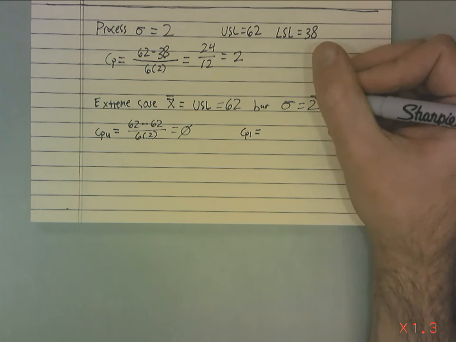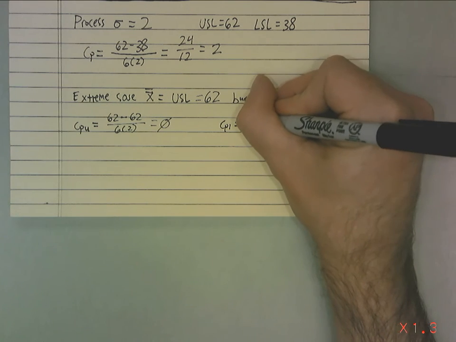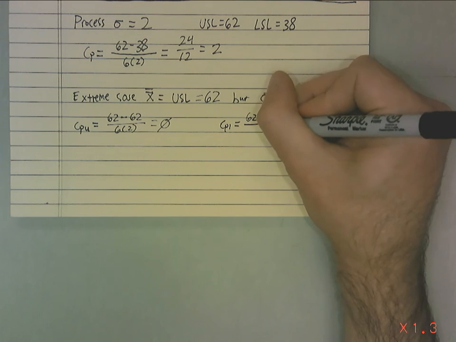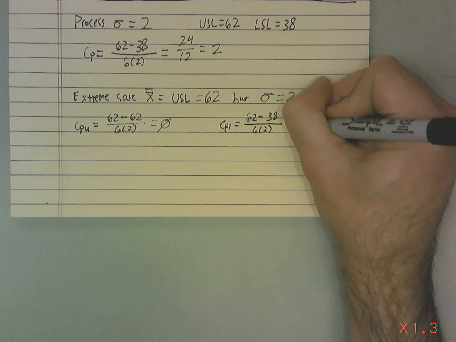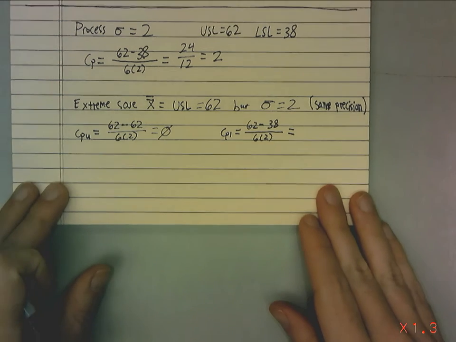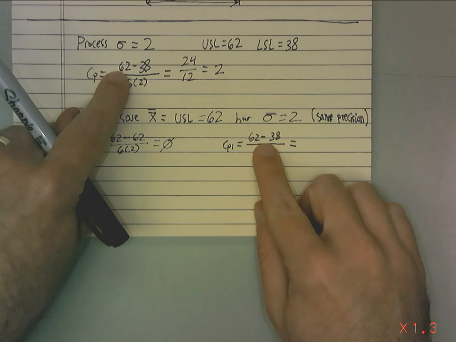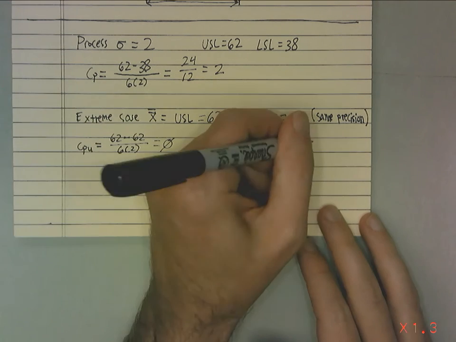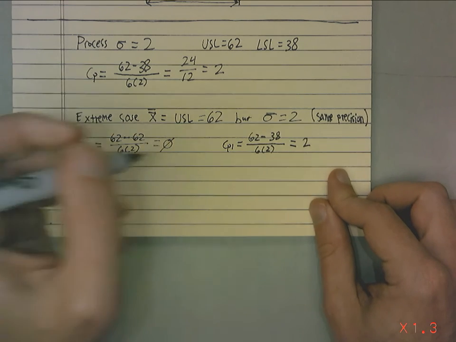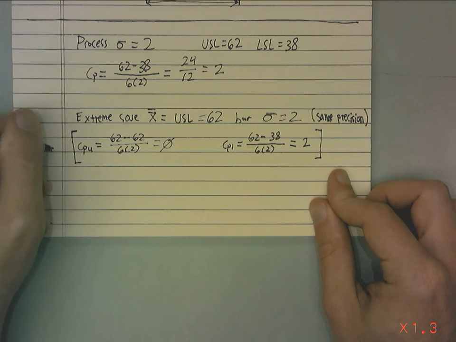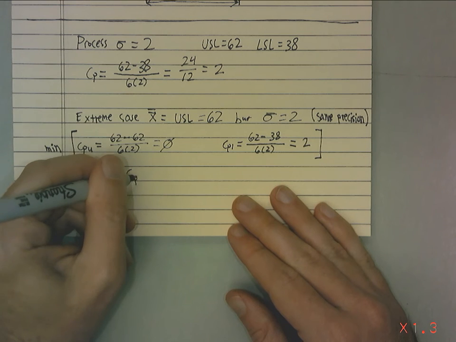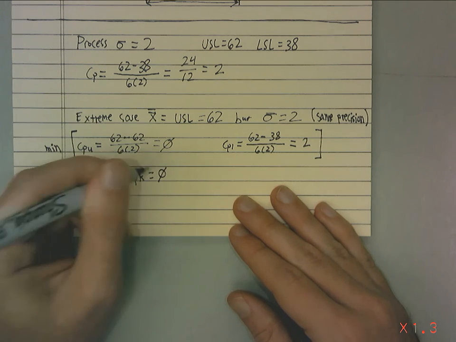CPL, we don't even need to do this, but we're going to do it. It's our process average, 62 minus 38 over 6 times 2 equals, and lo and behold, should be the same thing. 62 minus 38 is 24 over 12. It's 2. Now we take the minimum of those two. Let's see, we got 2 and 0. Which one is the smallest? It's 0. So our CPK equals 0.